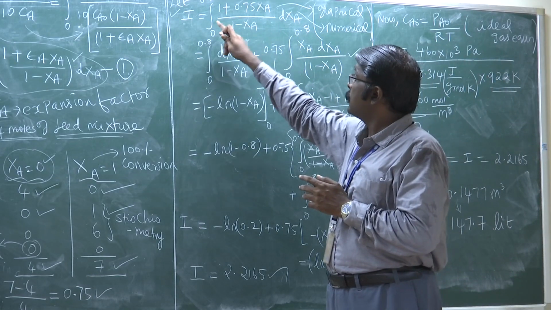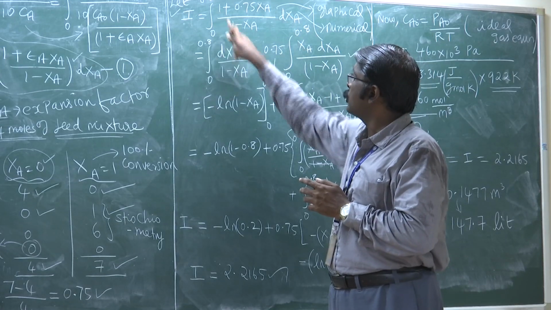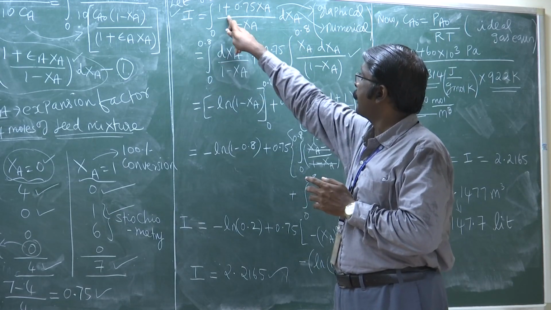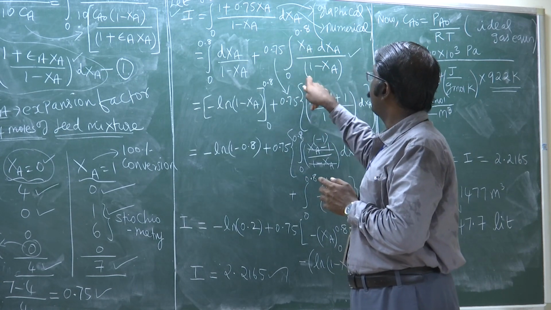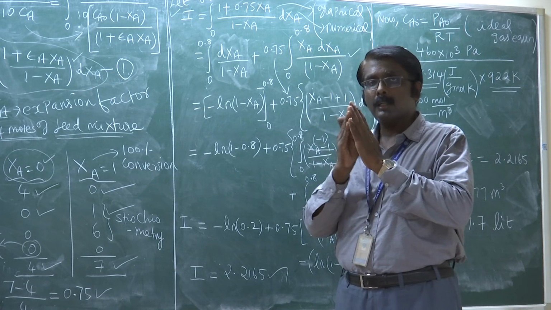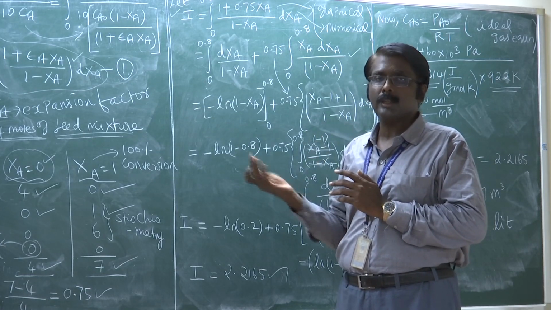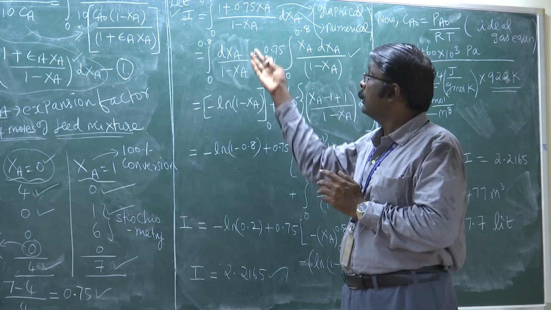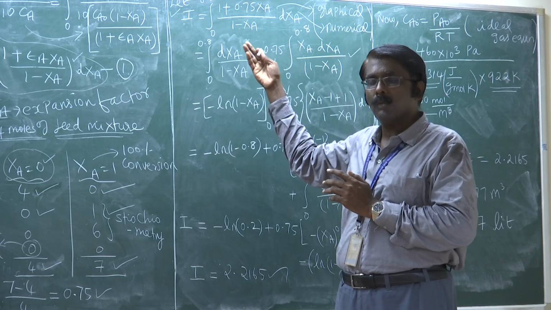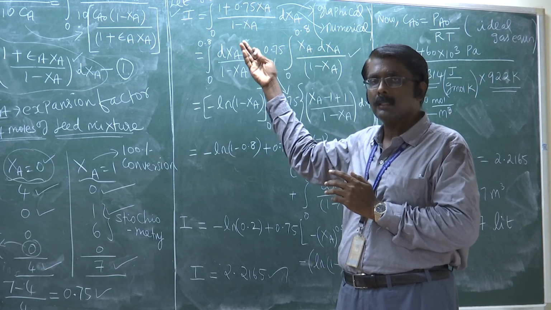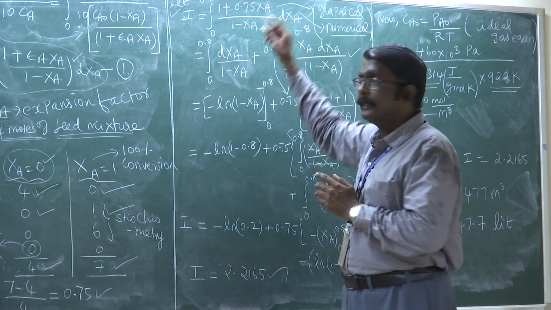The first function becomes the integration of dxa by 1 minus xa. Then the second function is 0.75 times the integration of xa dxa divided by 1 minus xa. So the function is made into 2 simpler functions, which will help us with the integration. Otherwise, if it is kept as it is, it is very difficult to integrate. There is no formula available to integrate the function as it is. We would have to go for the graphical or numerical method to find the integration value.